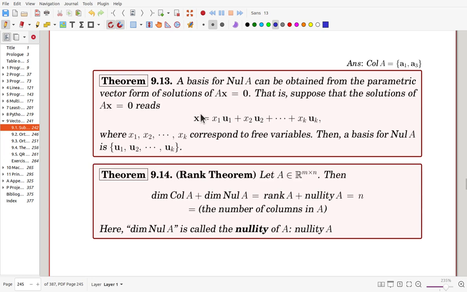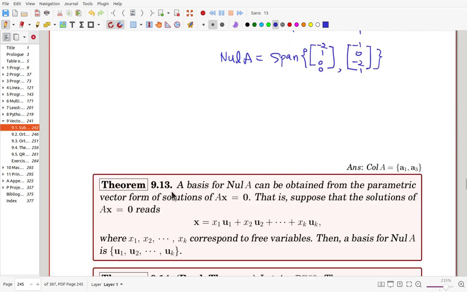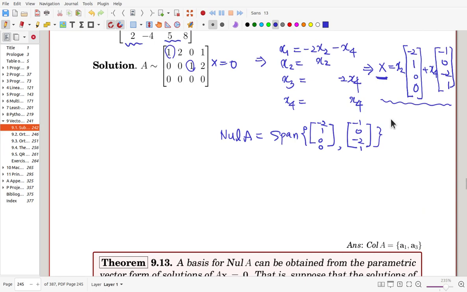A basis for the null space of A can be obtained from the parametric vector form of solutions of Ax equals 0. We try to find the basis for the null space of A by solving Ax equals 0. Exactly, we did that. Suppose that the solutions of Ax equals 0 lead to this. Here x1 to xk correspond to free variables, and we rename the scalar components. Then we can write it in this way. Then a basis for the null space of A is the collection of the vectors u1 to uk. Exactly as we did in this example, right?